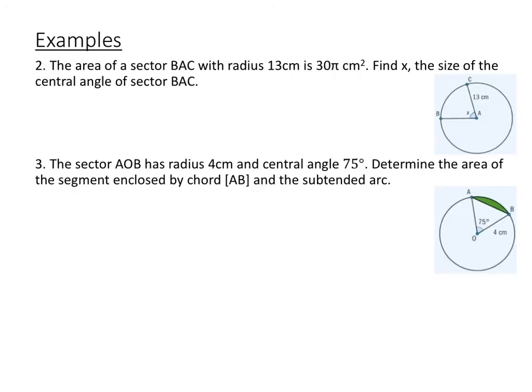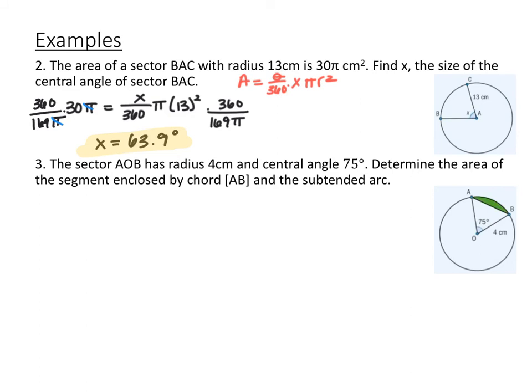So on example number 2, it says the area of the sector BAC has a radius of 13 centimeters and the area is 30 pi centimeters squared, and we want to find x, which is the central angle. So go ahead and pause the video and find x. So the area of a sector is theta divided by 360 times pi r squared. In this case, theta is x, so that's what we're solving for. R is 13, and our area is 30 pi.